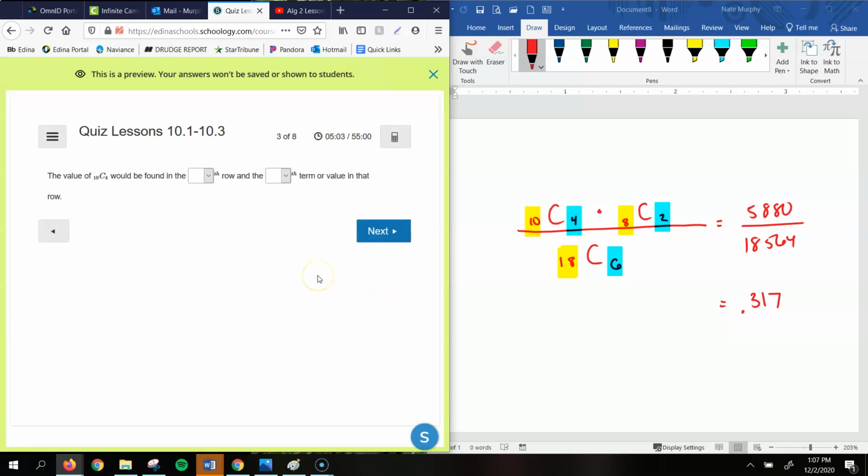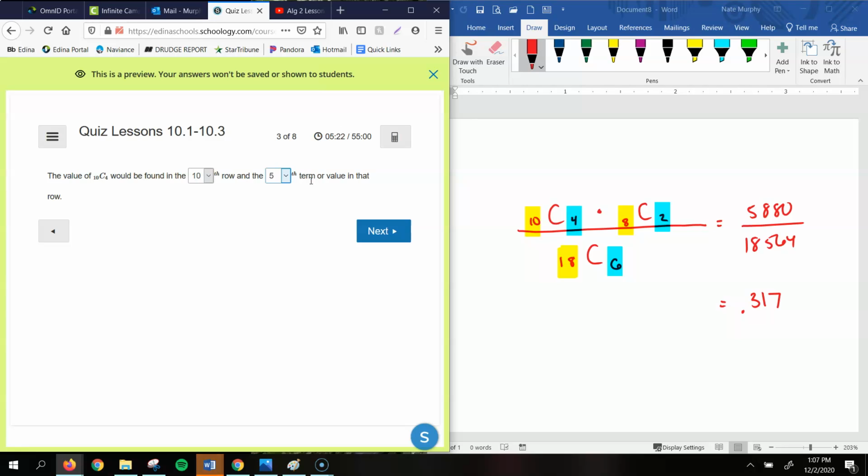All right, the value of 10 choose 4 would be found in what row? Okay, so since n is 10, that's going to be in the 10th row. And 10 choose 4 would be the 5th term in that row. If you're wondering why, remember the very first term would be 10 choose 0.